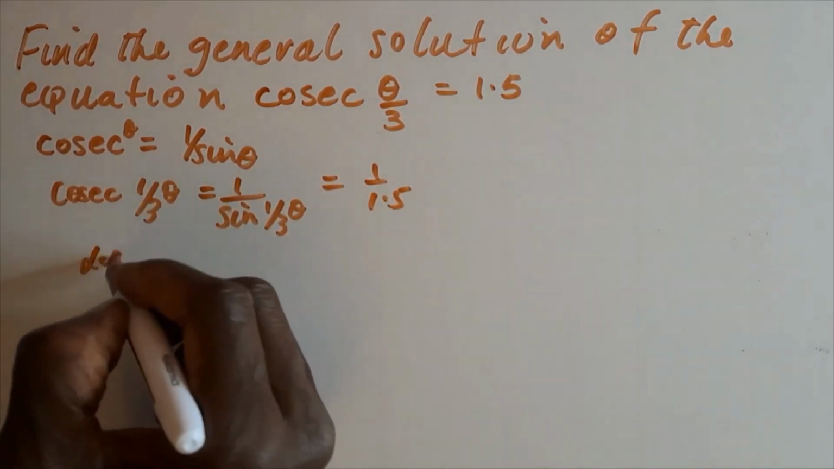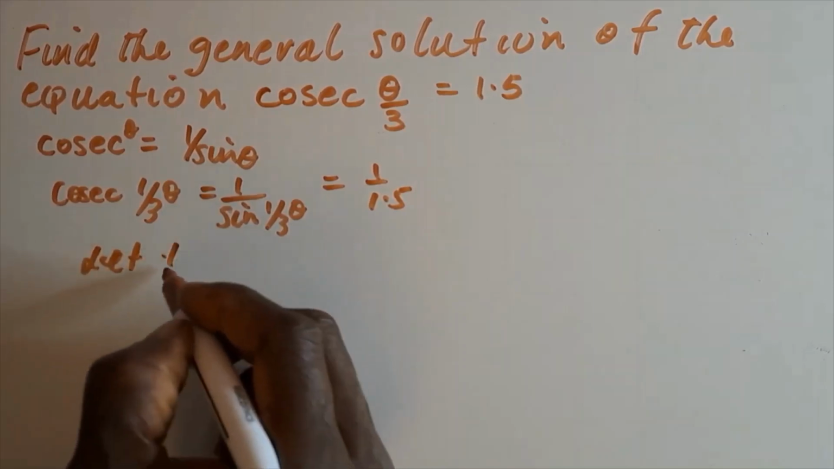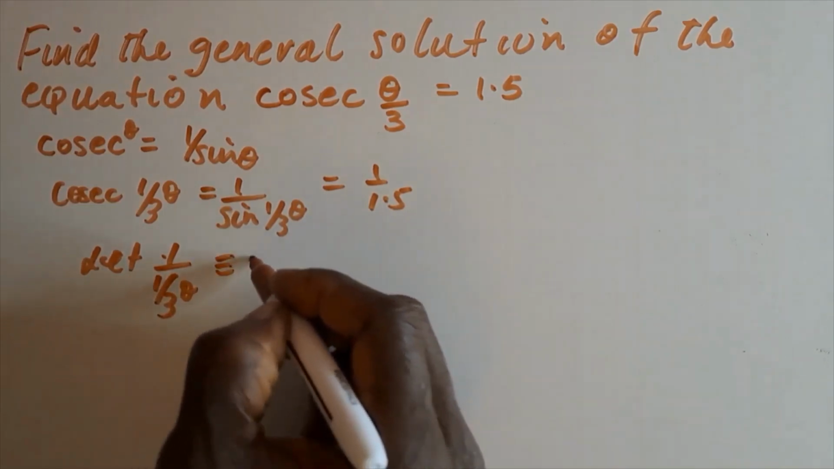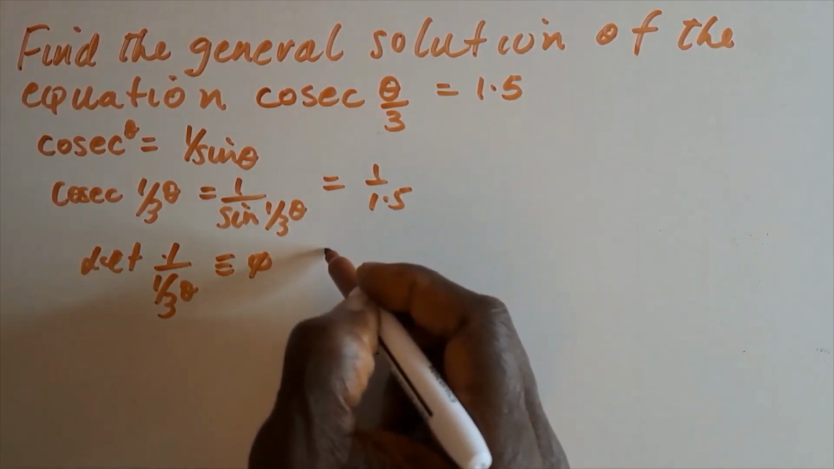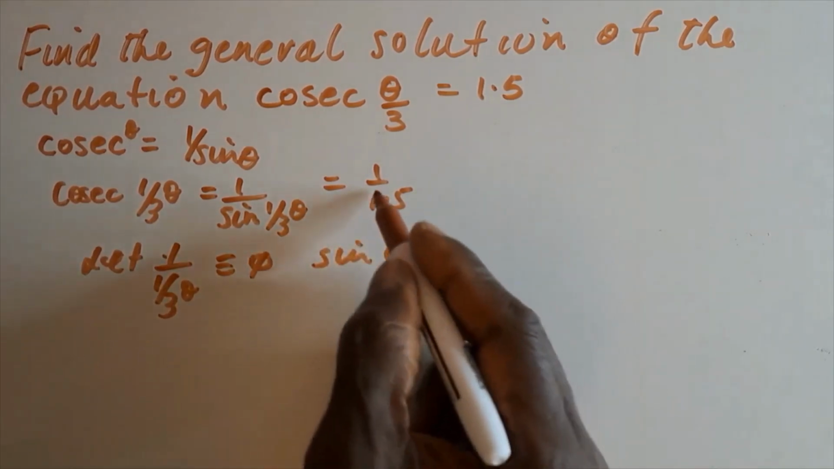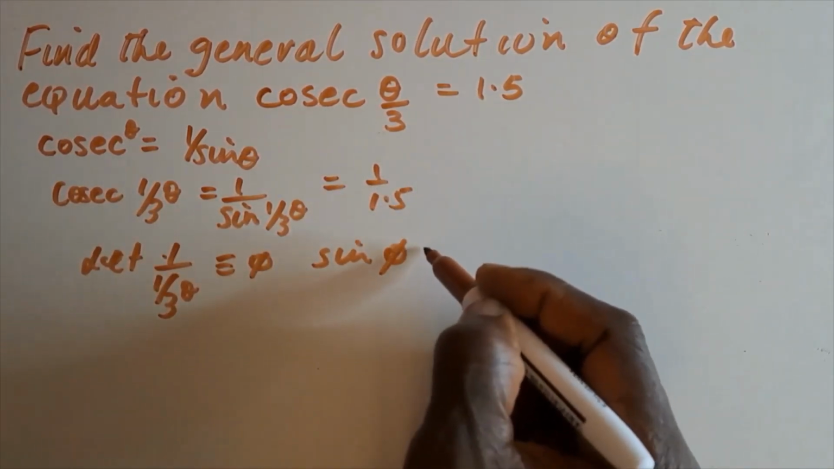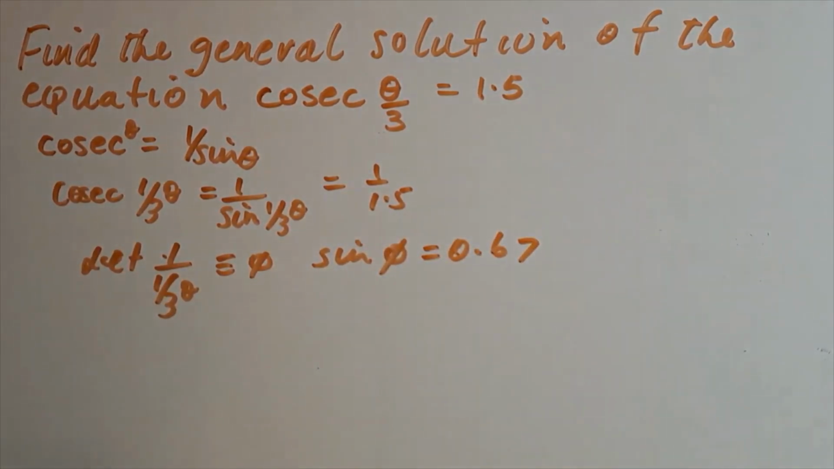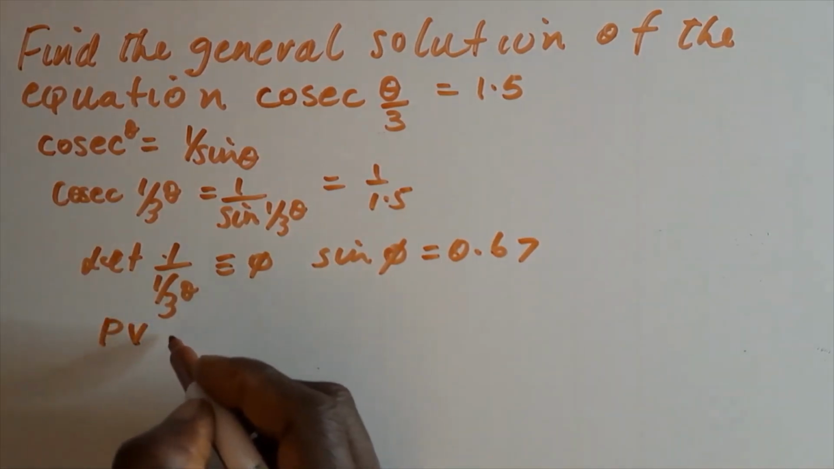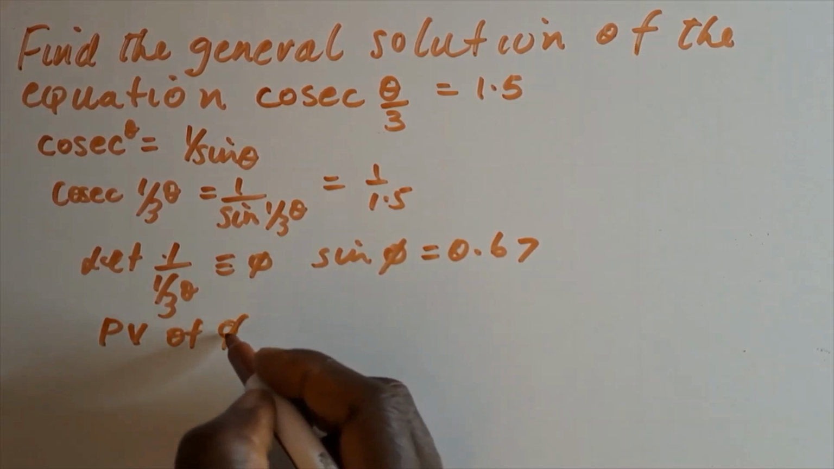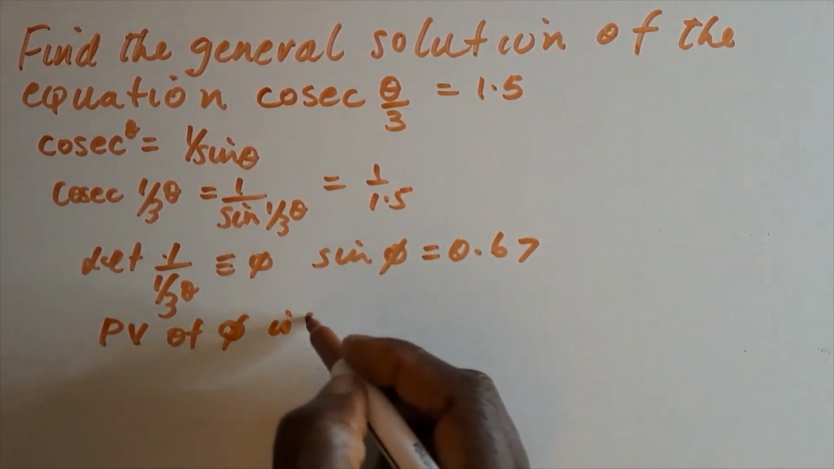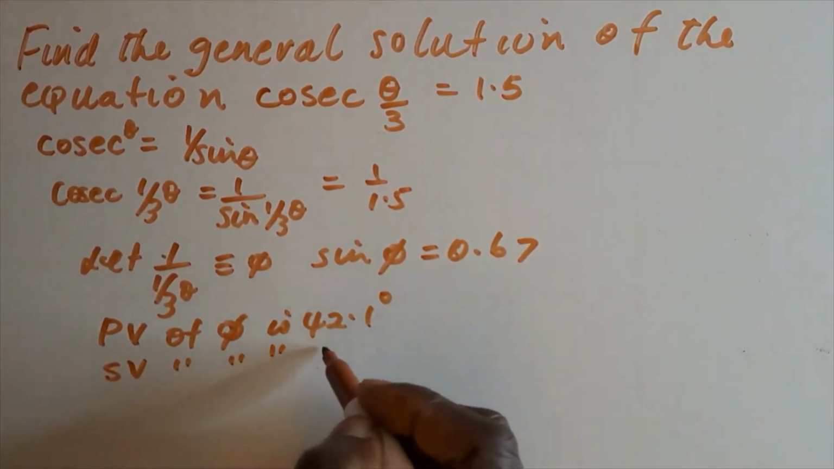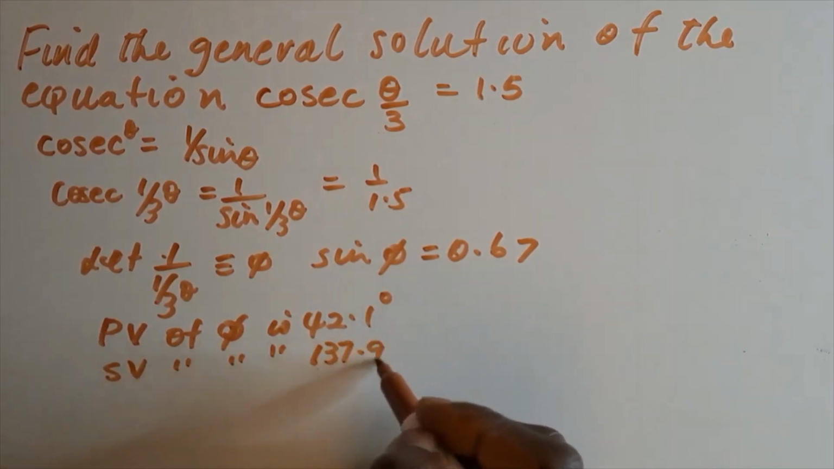So if we let a third of theta be identical to phi, then we can write that sine phi is equal to this reciprocal of 1.5, which is equal to 0.67. That gives us a principal value of phi of 42.1 degrees, and the secondary value is 137.9 degrees.